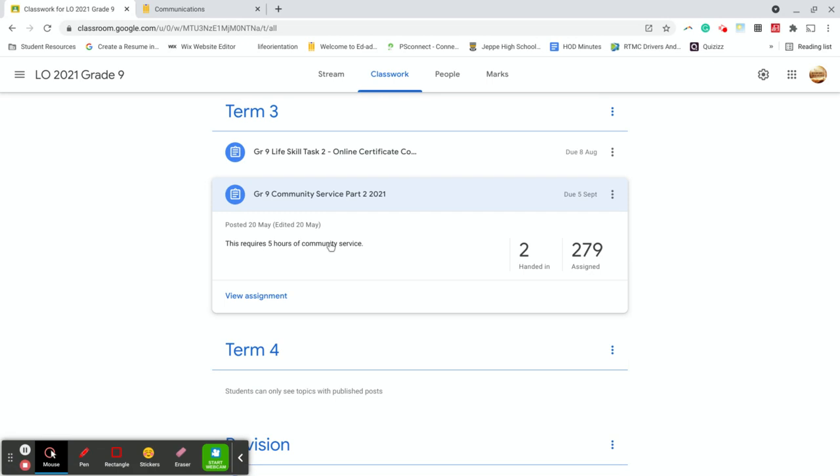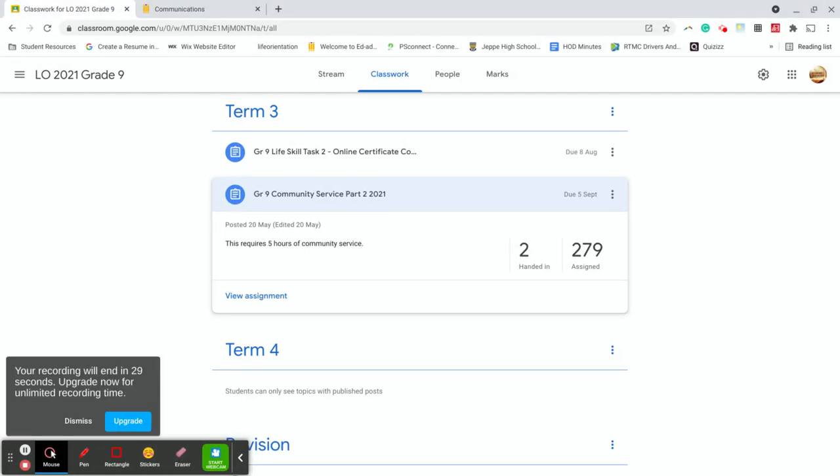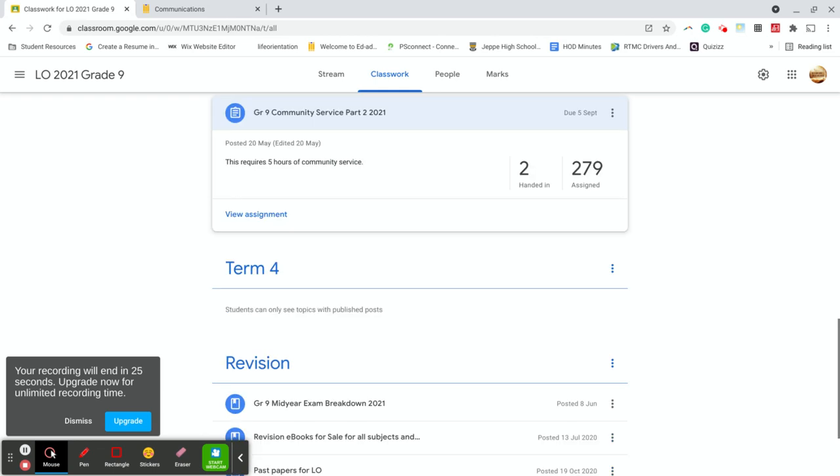The other thing I need to tell you about in advance is the community service part two. They've done the part one, which was the planning. Now they need to do 5 hours of community service. Once again, it says due 5th of September. They can't do it on the 4th or 5th of September. They're going to battle. So they need to look in advance. And now, obviously, with COVID, a lot of places might be canceling community service and things like that. If that happens, we will cancel community service on our side as well. It won't count for marks.